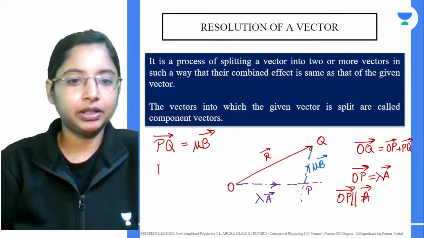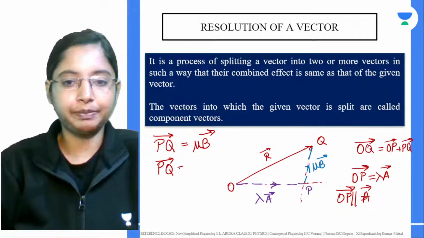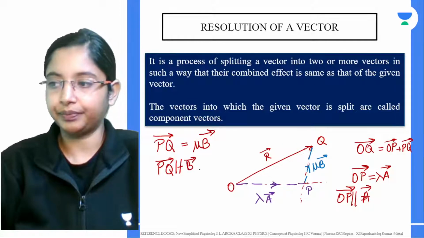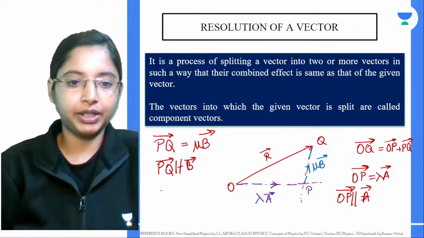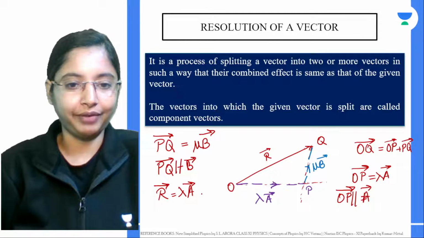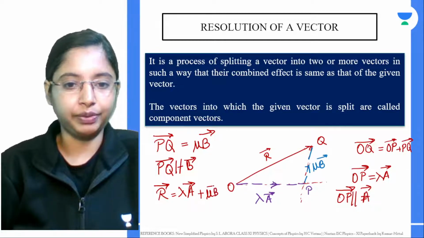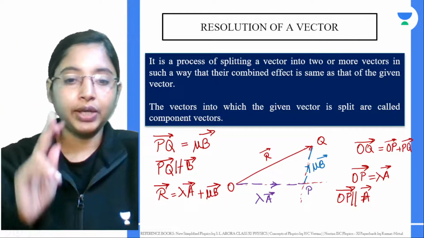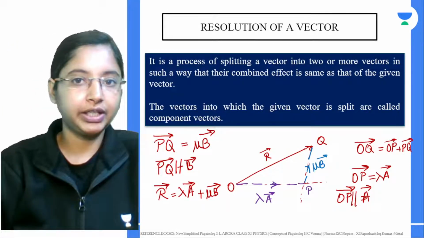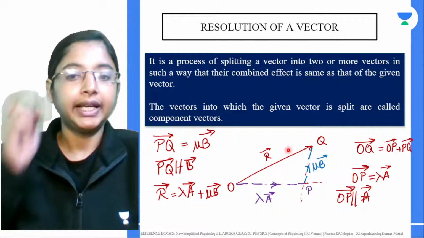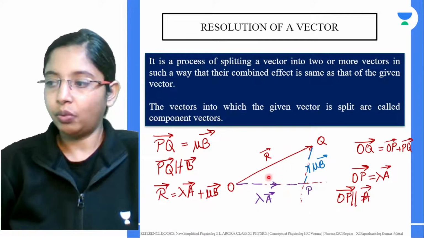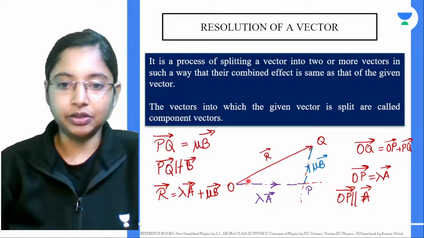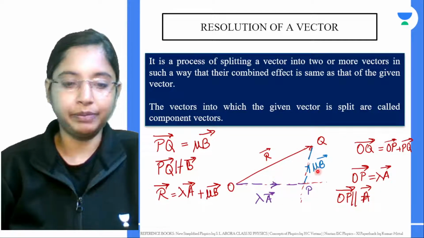So here this PQ is parallel to B vector over here. So from here you can say the resultant R vector is some scalar quantity into A vector plus some scalar quantity into B vector. That's the resultant magnitude. So you can resolve this R vector into two components, one being in this direction, that is A vector, and another in B vector.